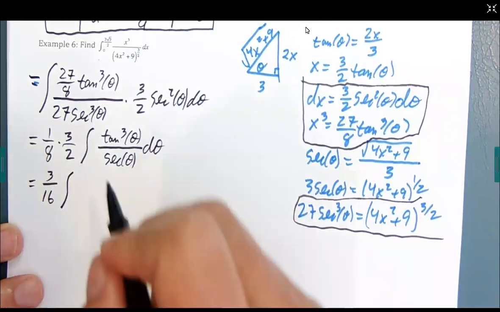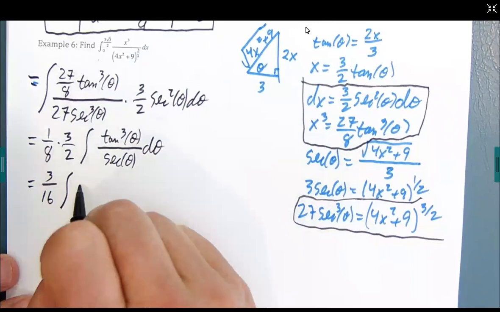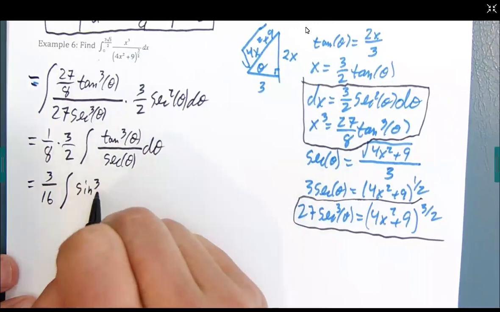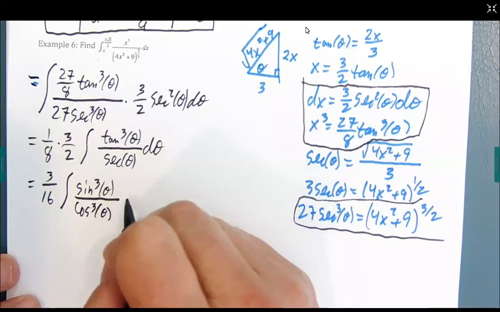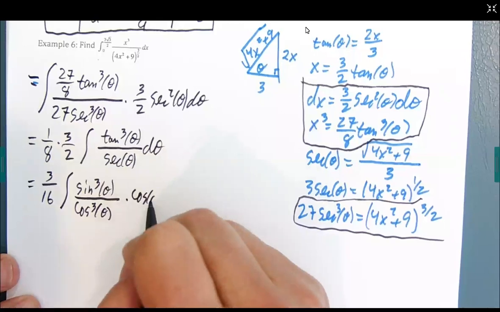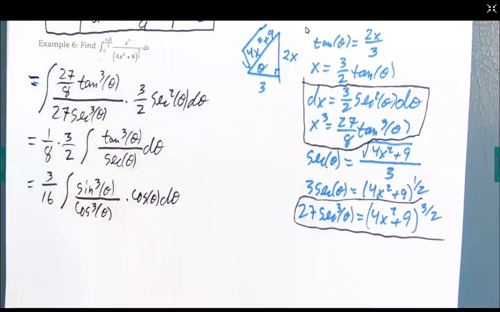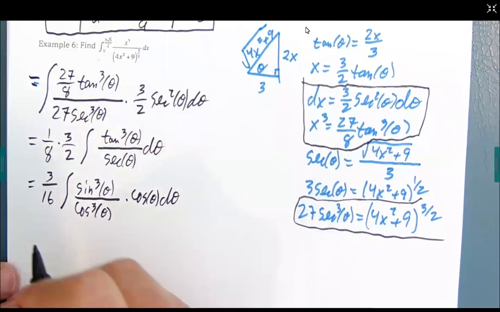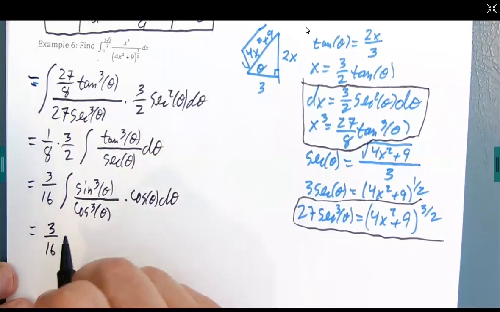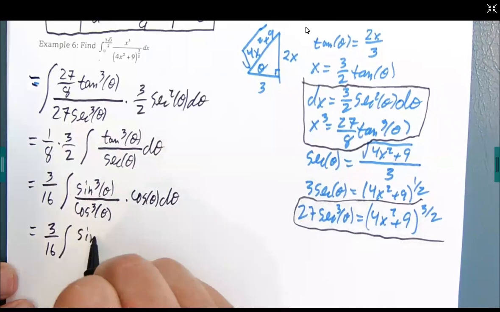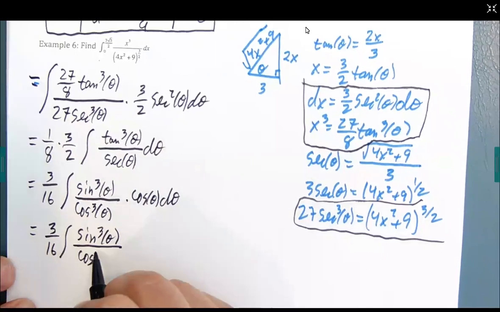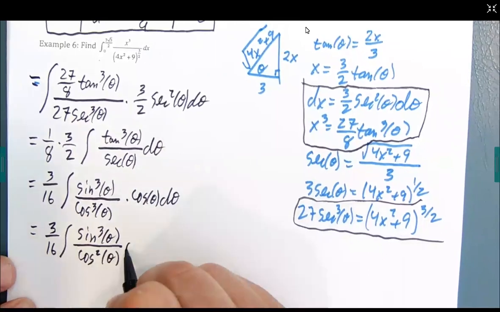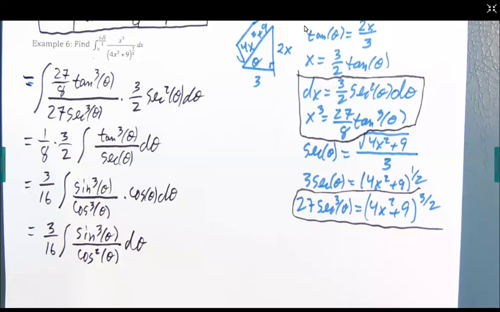And notice I don't have the boundaries yet. I'll get there. This becomes sine cubed theta over cosine cubed theta times cosine theta. All right, looks like one of the cosines is going to reduce out. So sine cubed theta over cosine squared theta, d theta. All right, so now we're in business.